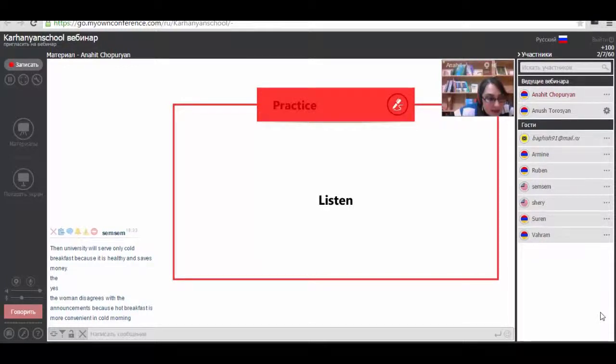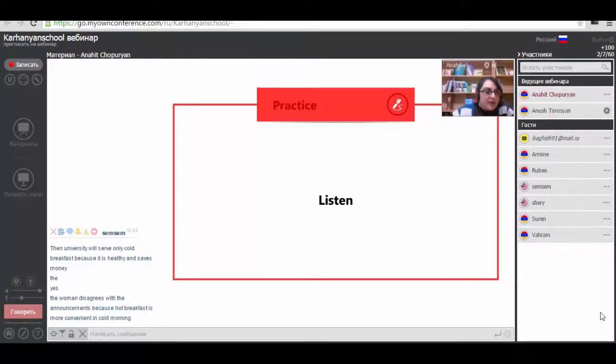The woman disagrees with the announcement because hot breakfast is more convenient than in cold morning. Yes. So, yes, the woman opposes because hot breakfast is more convenient and healthier, you can say, than cold morning. She also said that, for example, they say about healthy food, but yogurt, cereal, they are not healthy, yes? So she also opposes this.